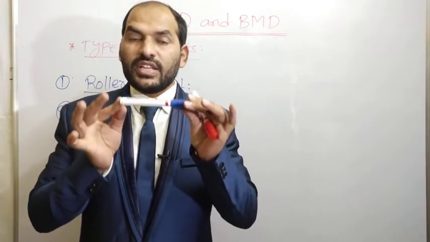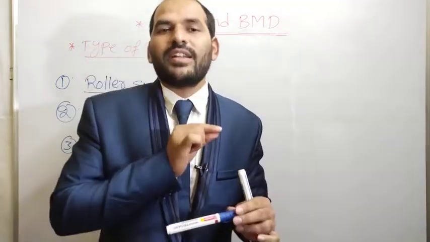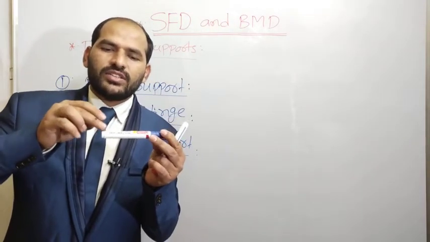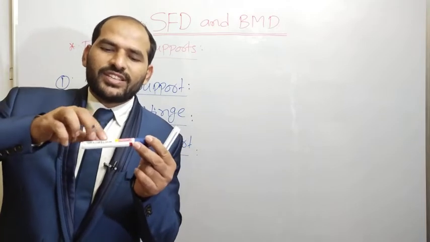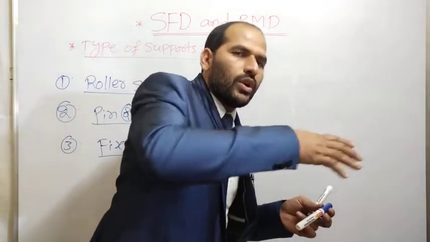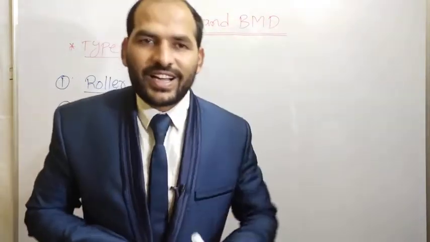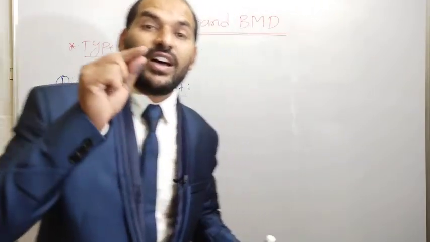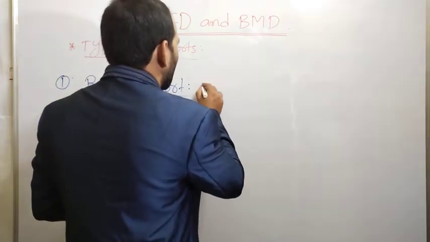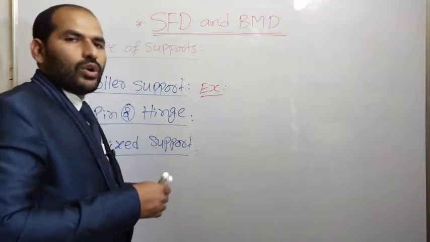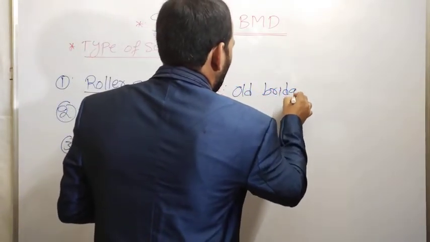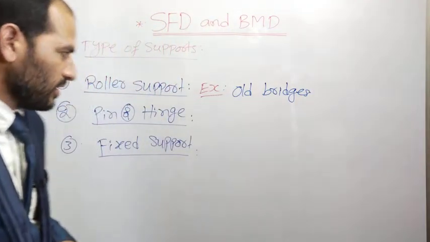A roller support is one where, if a member is displaced, the displacement occurs in the support. For example, this is the actual position, and this position changes due to rolling. This process is called a roller support. What is an example of a roller support? An old bridge support is a roller support.